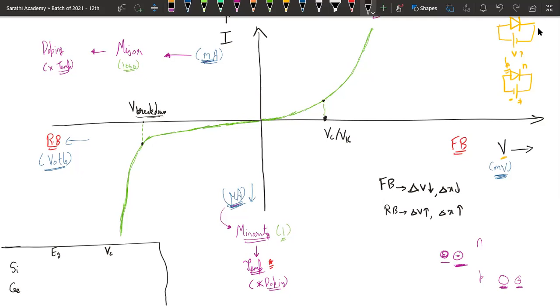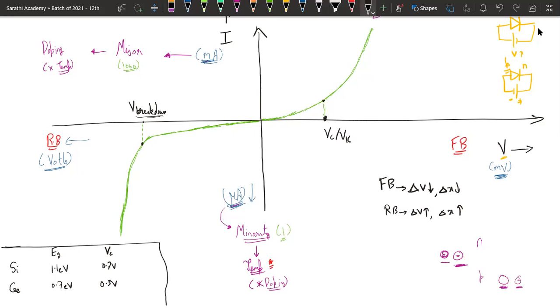This is 0.7 volts. So this is 0.7 volts. This will be 0.3 volts. What is the EG of this? This is 1.1 electron volts. This is 0.7 electron volts.